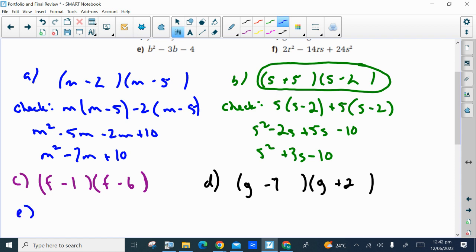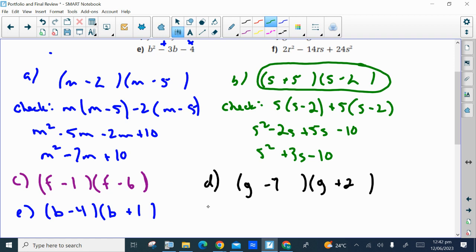Question E. No common factor there, so if there are factors, they'll be binomial factors. The front terms multiply to get b squared. The last terms multiply to get negative 4, add to get negative 3. Negative 4 and positive 1 work. They multiply to get negative 4, they add to get negative 3. So they work. Those are the factors.